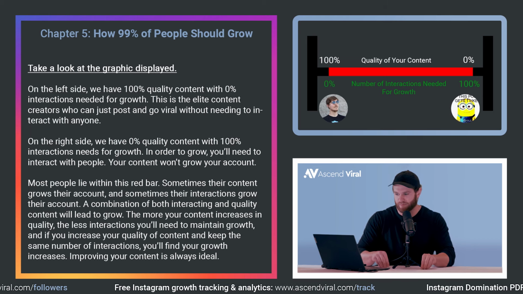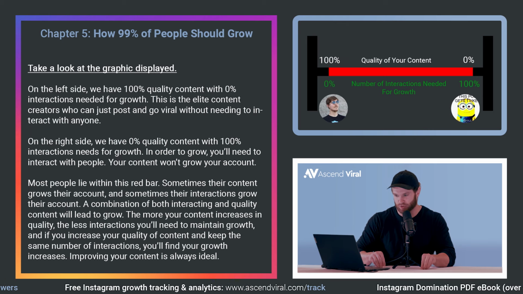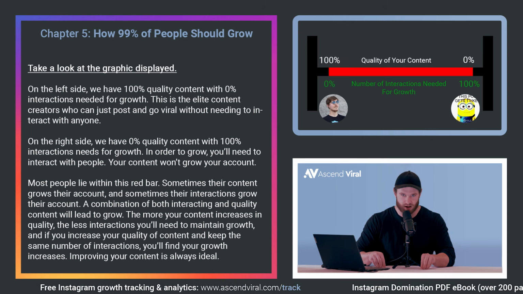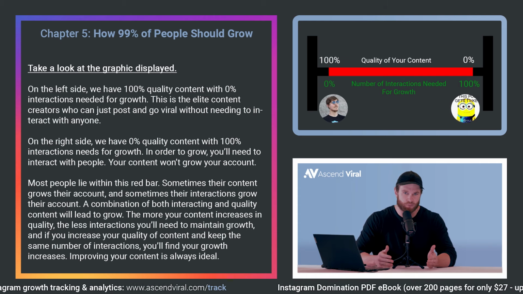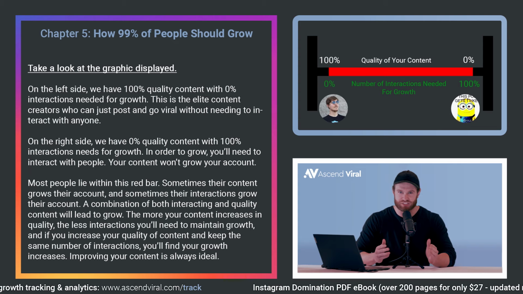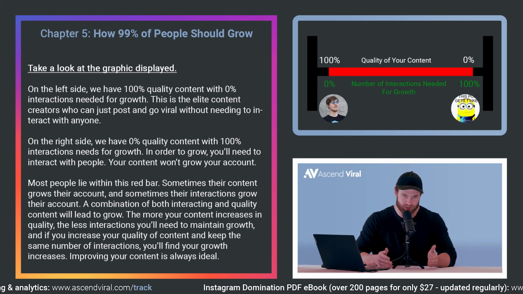And if you look down, that means they're at 0% for the number of interactions they need for growth. They don't need to be dropping comments, liking specific posts, engaging with others, etc. Their content is completely shareable, completely viral, completely sustainable on its own. They post, it works, and it gets seen by millions.